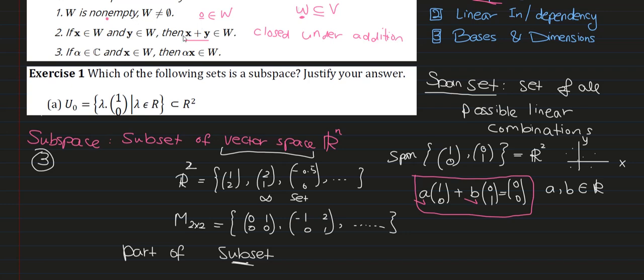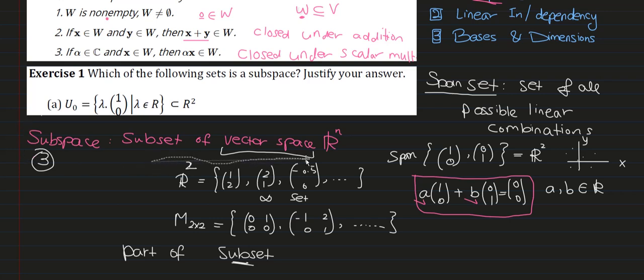So if the addition of every two elements in that subset exists in that subset, it's called closed under addition. If the scalar multiplication of every vector or every element in this set exists inside the set, so it's closed under scalar multiplication. What we are going to do in the problems is to test these three elements. Okay, let's remove that part of our discussion here.